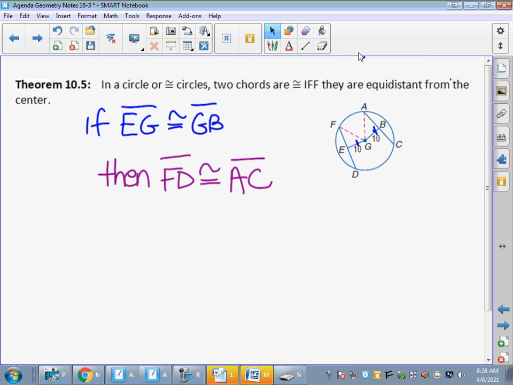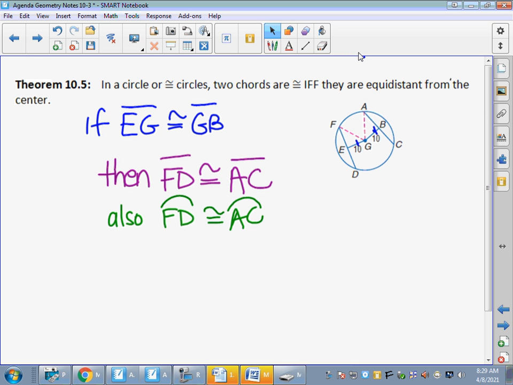Kind of a messy one, but it's just another way to set up problems or to see problems. Remember, too, if chord FD is congruent to chord AC, we could go back to the first theorem. We could say also then arc FD is congruent to arc AC, right? If the chords are congruent, then the arcs are also congruent.